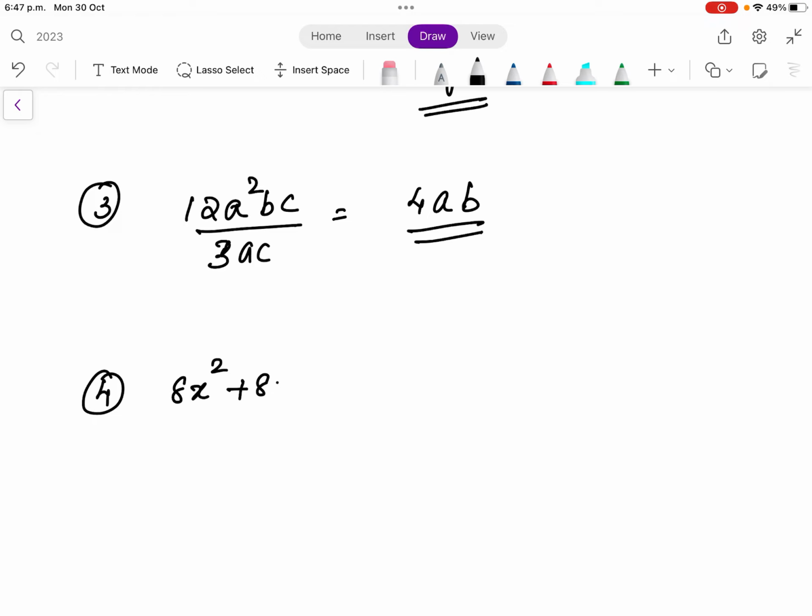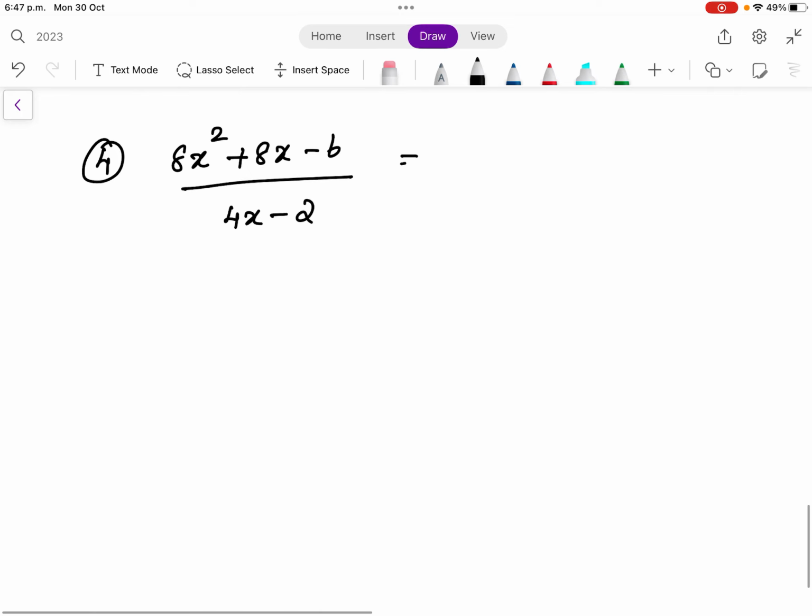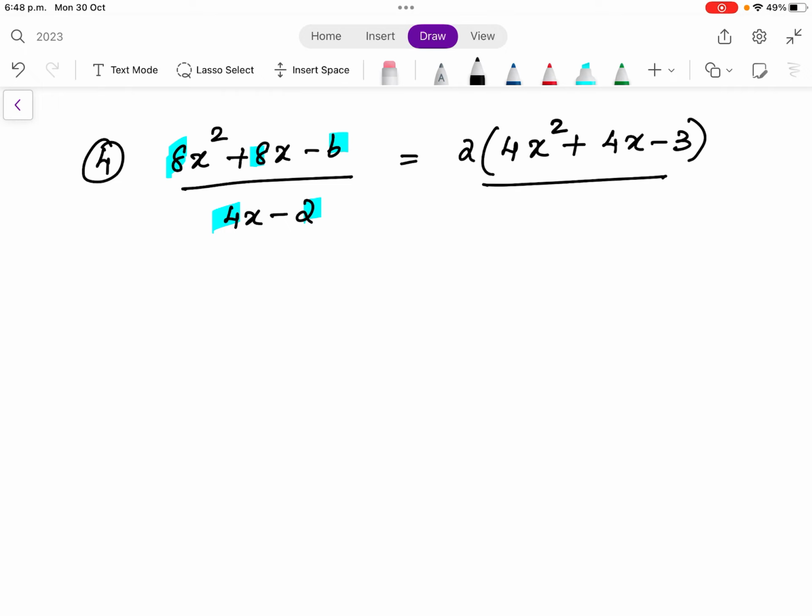So (8x square + 8x minus 6) divided by (4x minus 2). Okay. So if you get a question like this, the first thing I'm going to do is look at the numbers and I see that there is 8, 8, 6, 4 and 2, which means that 2 is a common factor here. So I will just quickly take 2 out from the numerator, and I will get 2 times (4x square + 4x minus 3) over 2 times (2x minus 1). Okay, in this case I can cancel the 2 from the numerator and the denominator. So then what I am getting is (4x square + 4x minus 3) over (2x minus 1).